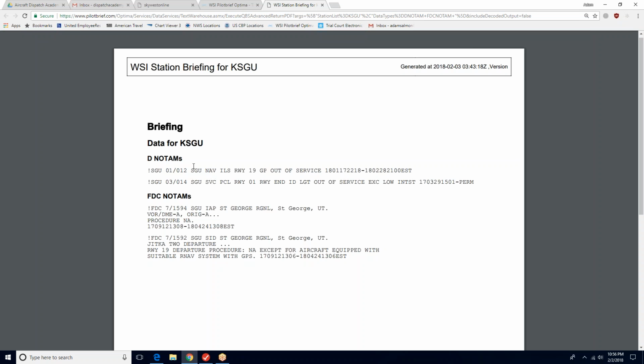Now I can tell you, just from being familiar with St. George, that this is the only precision approach available. So with that NOTAM, there are no precision approaches, only non-precision available. We'll look at the specifics of that later as we get more into it. So, St. George, it's a navigational NOTAM: the ILS, runway 19, glide path out of service. And then this part is the time frame.